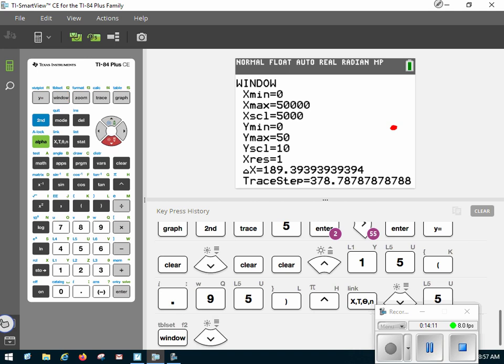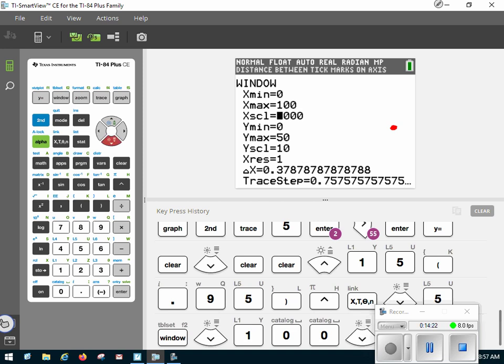You want to try 100 minutes? What's that, a little more than an hour and a half? What scale do you want, how do you want tick marks if you're going to count from 0 to 100? 10? 10 will work. I think that's a good one.